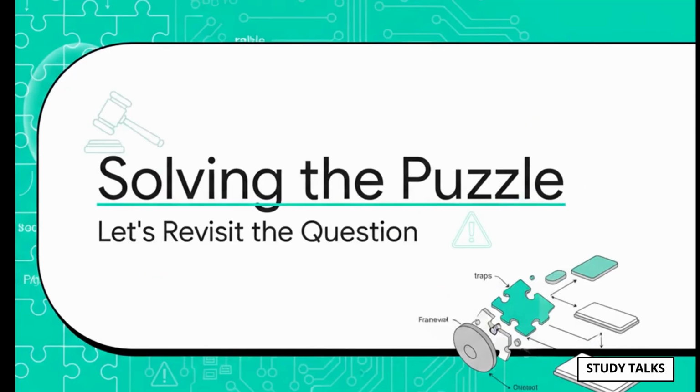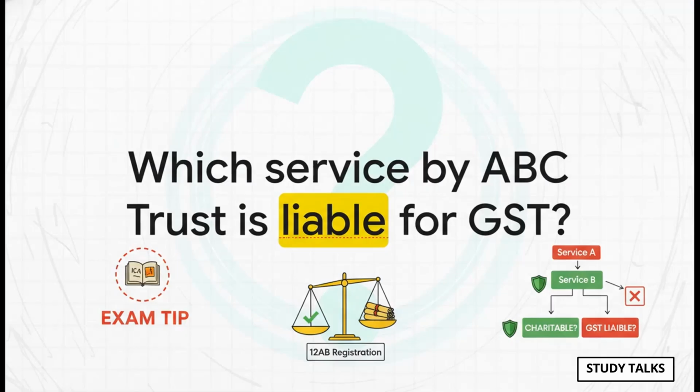All right, deep breath. We've gone over the rules, we've looked at the traps. Now let's go all the way back to that very first question and apply what we know. We're going to dismantle it piece by piece using the framework we just built. Here it is again. Now the question tells us ABC Trust is registered under 12AB, so our golden rule number 1 is satisfied. Check.